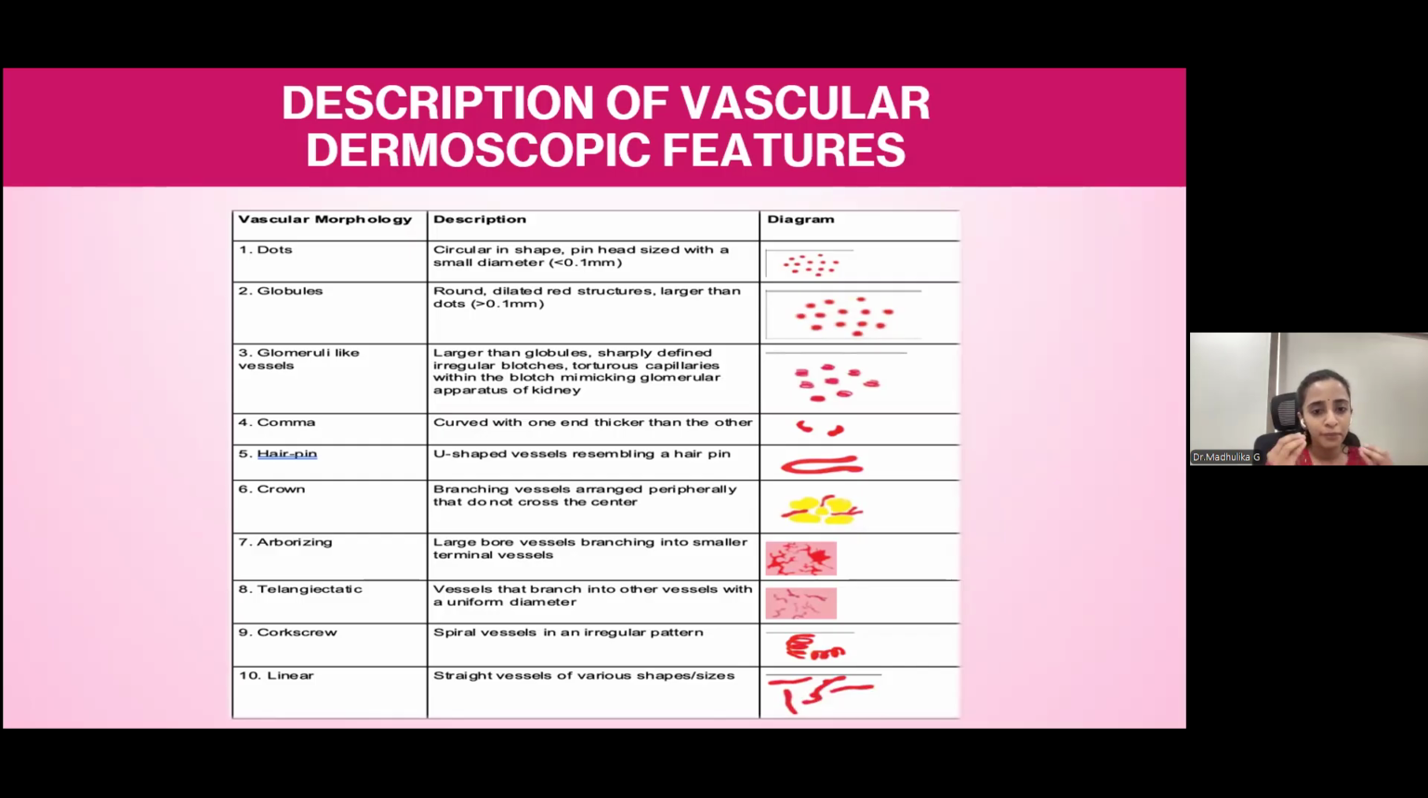almost like the glomerular apparatus of a kidney. It's like tortuous dilated capillaries coiled together. And then comma-shaped vessels, again, it's in the name, hairpin, which is looped like a hairpin. And then crown vessels, arborizing, which are branching vessels, telangiectasia, which are vessels with the same diameter throughout, corkscrew, and then linear vessels. So they are visible in different lesions, and a combination of features, not just the vascular, usually helps us make the diagnosis. Next slide.